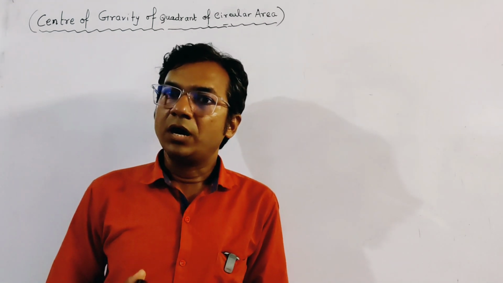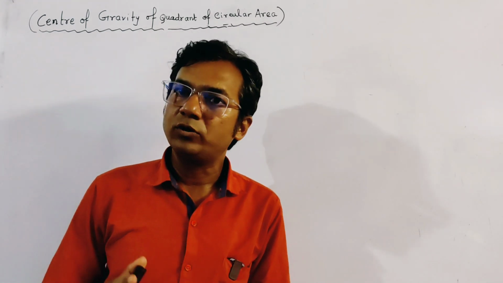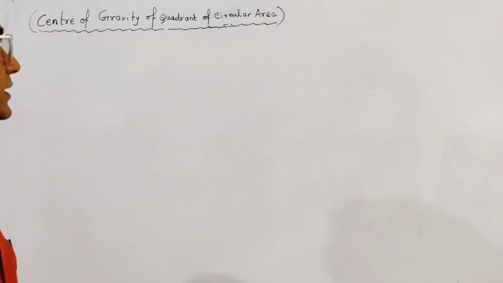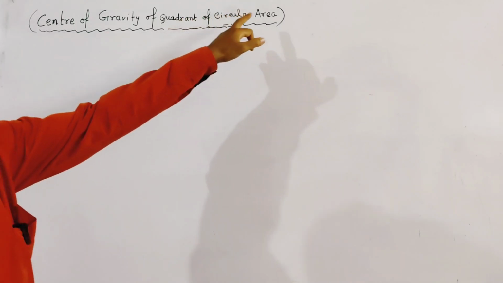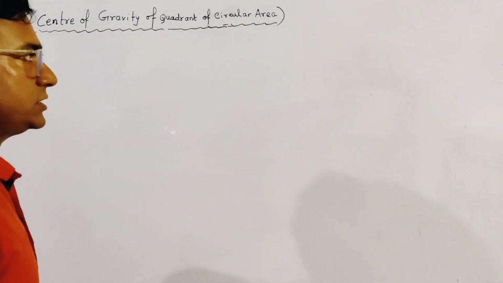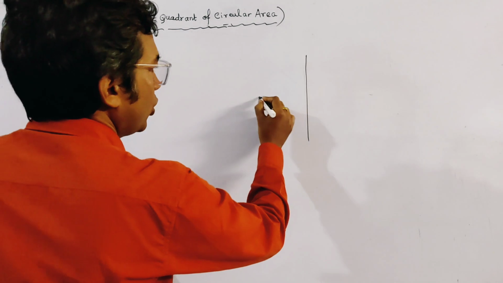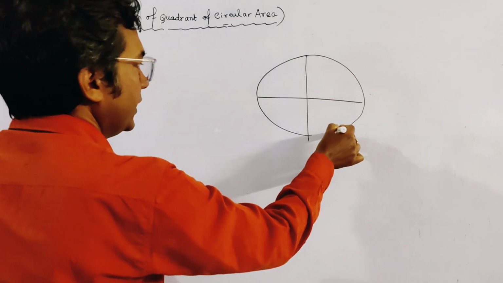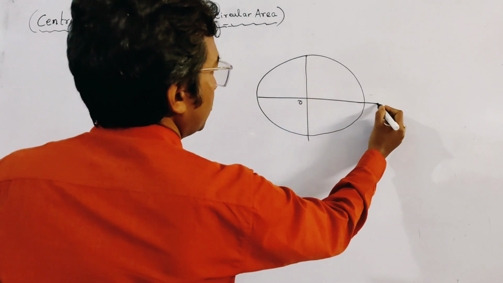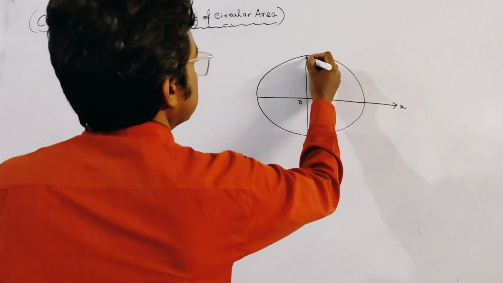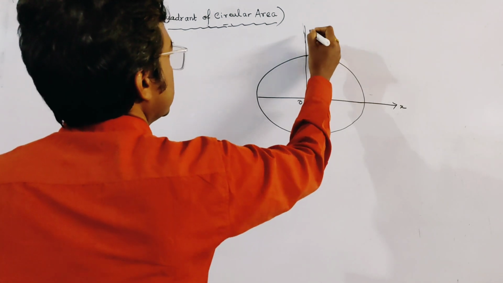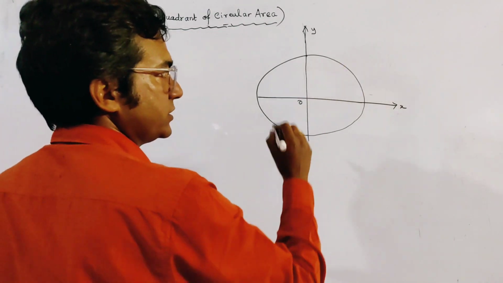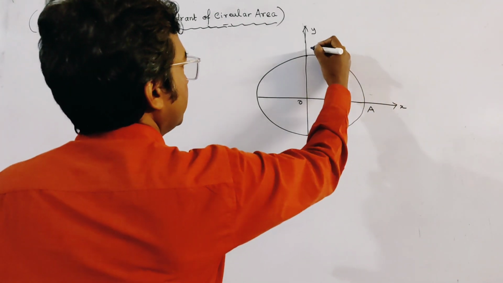Here we discuss how to determine the coordinate of center of gravity of a quarter of circle, that is of a quadrant of a circular area. We first draw a rough sketch of circle. This is the total circle. Let this be the origin, this is the positive x-axis and this is the positive y-axis. And here we consider the first quadrant, that is the quadrant OAB.